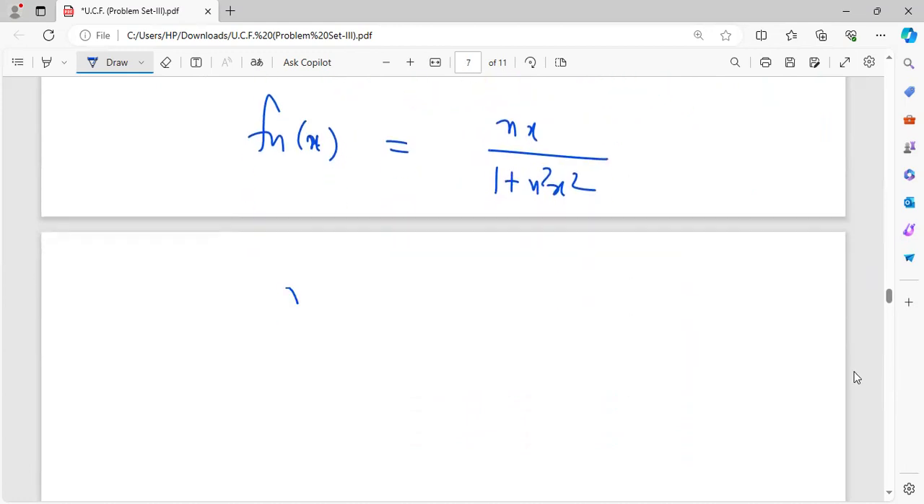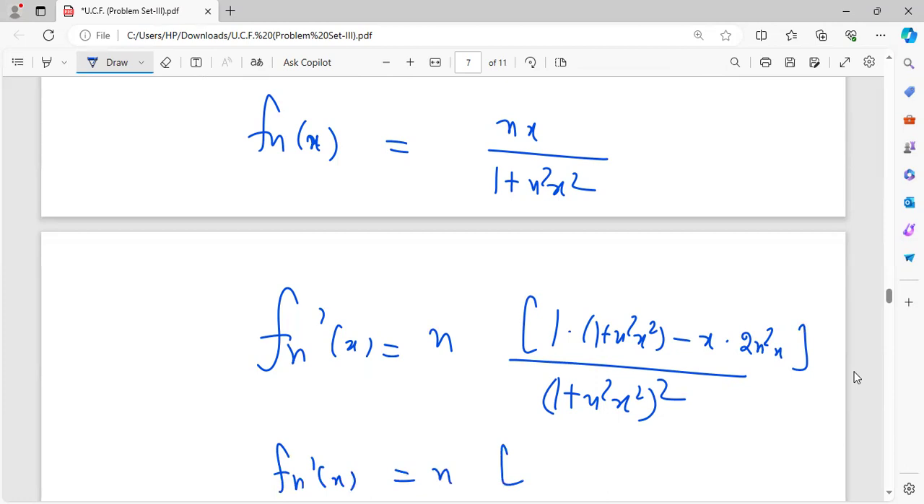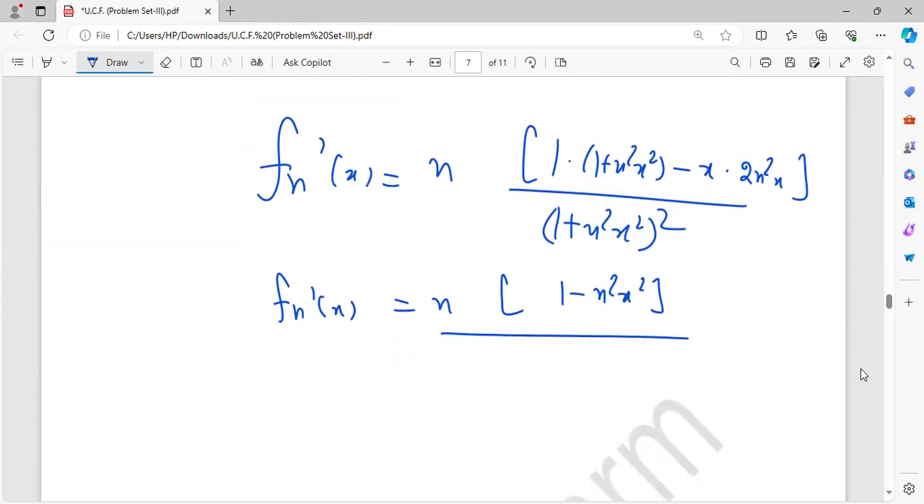So the derivative fn dash is equal to, you keep n outside, n square x square. What is this? 1 plus n square x square. Okay. X into, what will its derivative? 2n square x. fn dash x to n. After solving, you will get 1 minus n square x square over 1 plus n square x square. Now, what is fn dash 0?